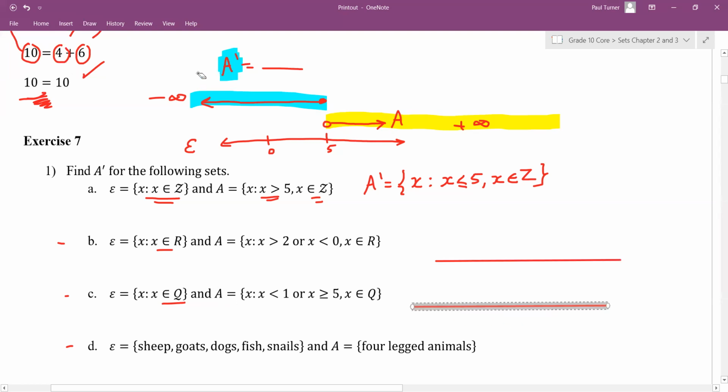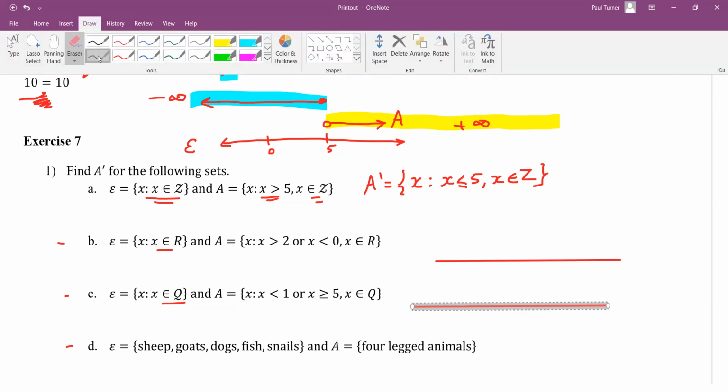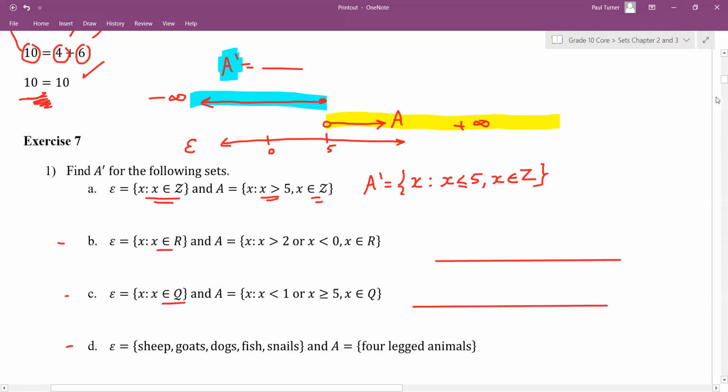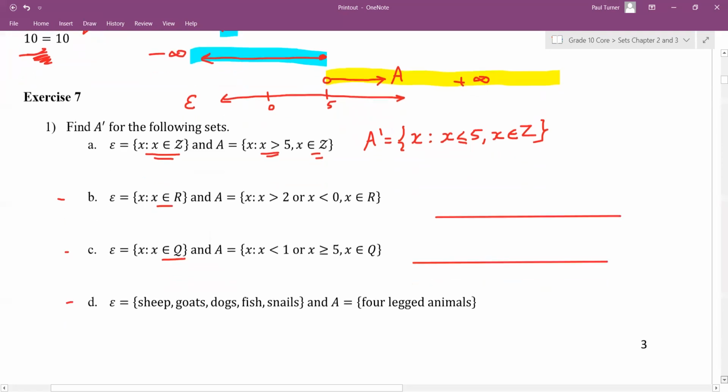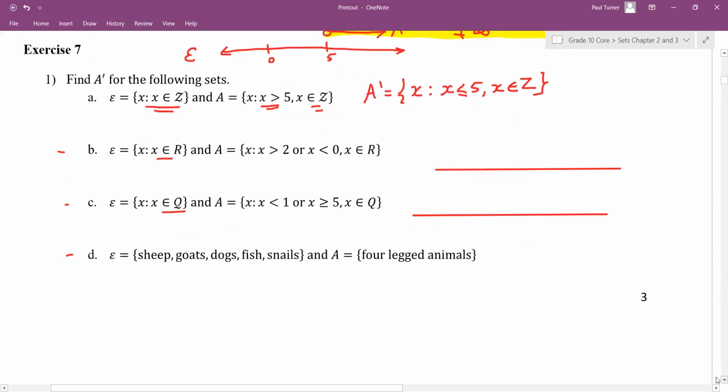Question D, you don't need a number line. We won't need that. Okay, I'll give you a couple of minutes. Can you try and do that exercise? All right, I'll give you a few minutes and I'll come back in a minute.